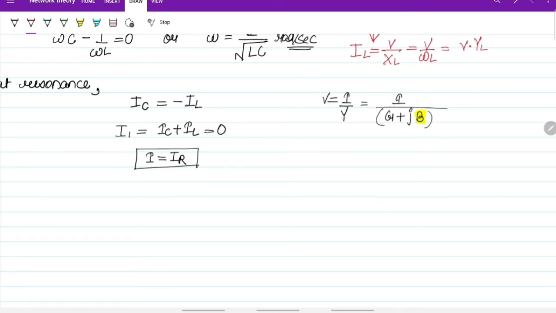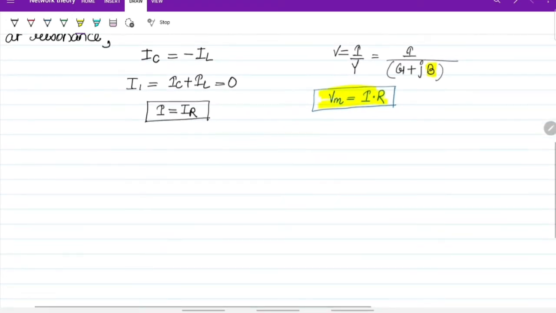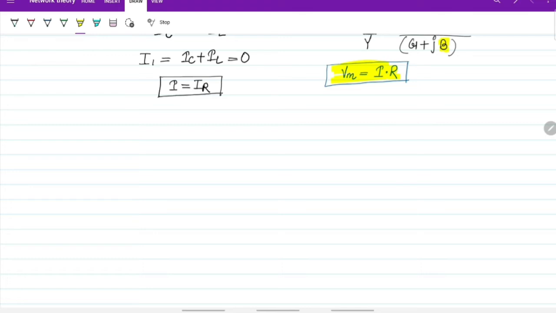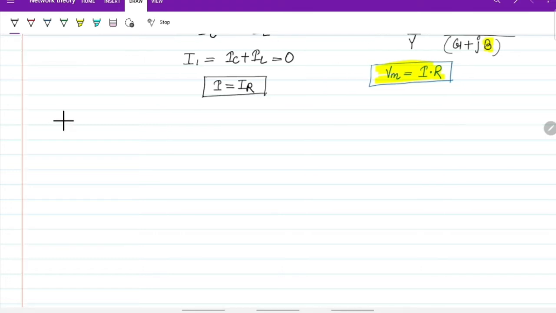So at resonance you will get the maximum voltage Vm, that is equal to I divided by G, or we can write I into R, because G is 1 by R. Now, what is the formula of power? Maximum power. At maximum voltage you will get maximum power. So this will be equal to Vm square divided by R.